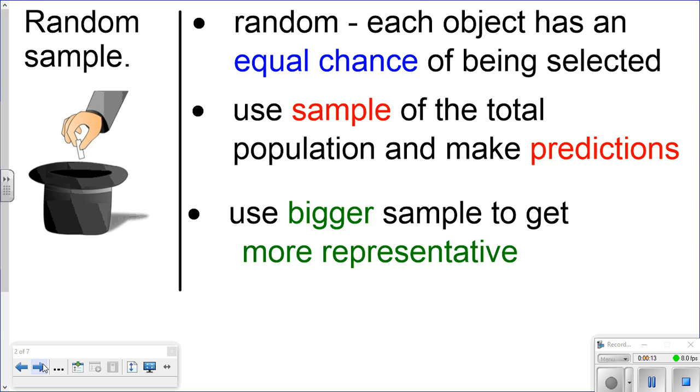So random sample means each object has an equal chance of being selected, sort of like the lottery. We use the sample of the total population to make predictions, and the bigger the sample, the more representative it is.